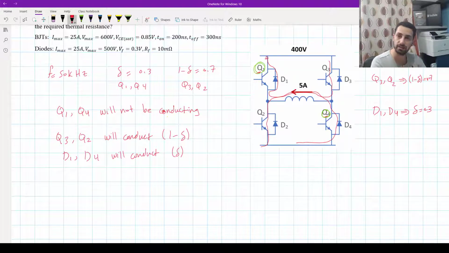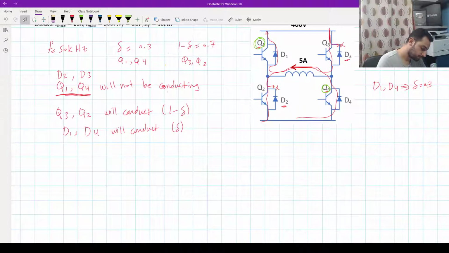What about D3 and D2? D2 and D3 will not accept the inverse direction of the current, so that current will not go through them, and that's why they are not conducting. So Q1 and Q4 will not be conducting, and also D2 and D3. So the conduction losses for Q1, Q4, D2, D3 equal 0.